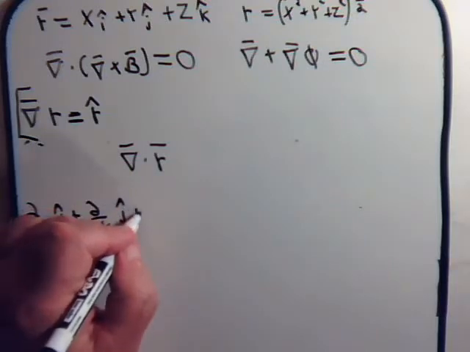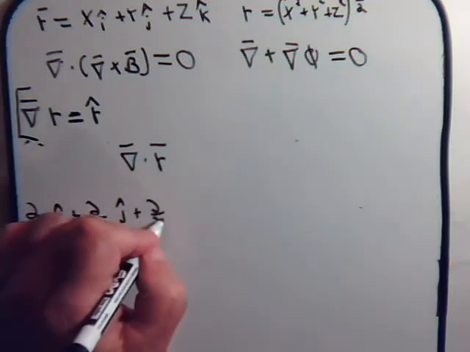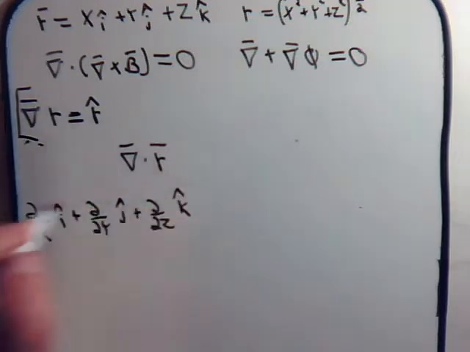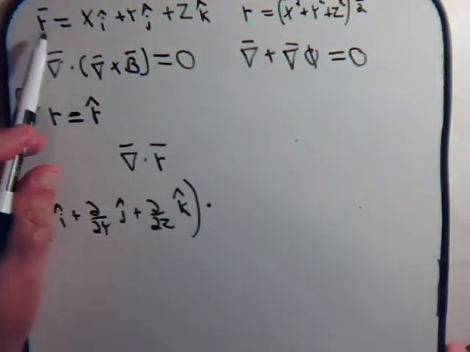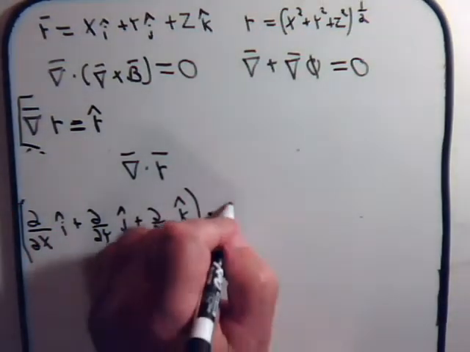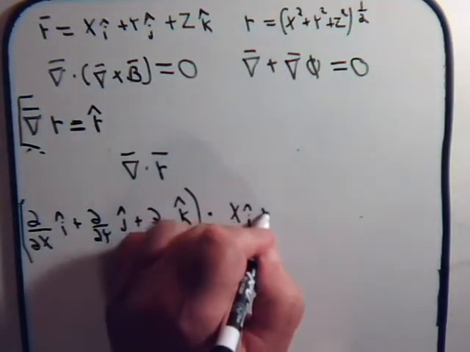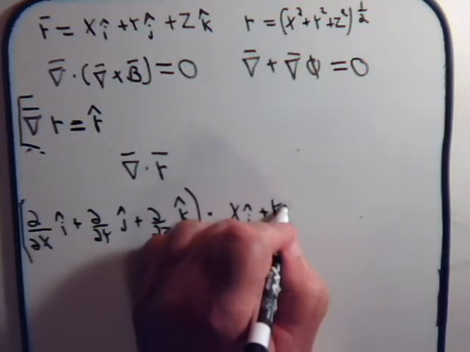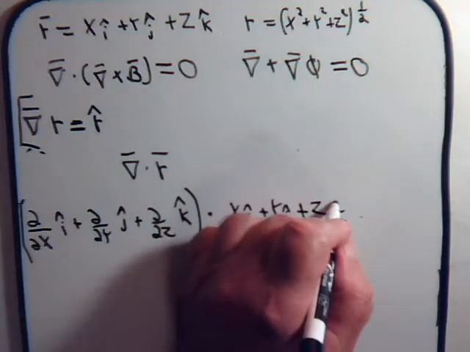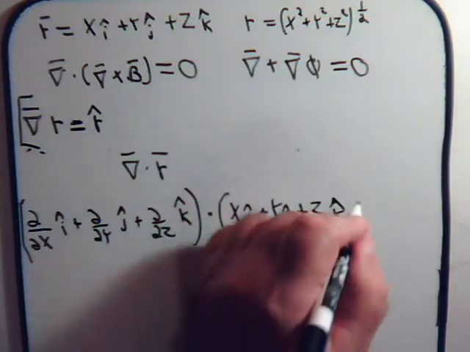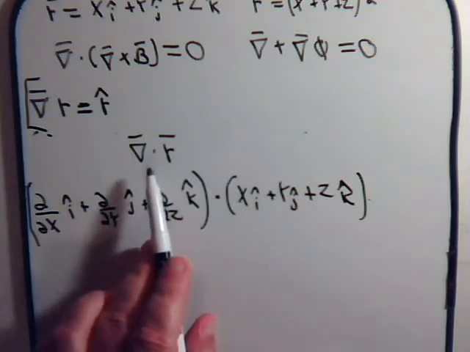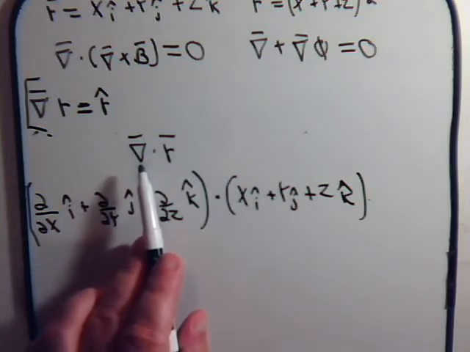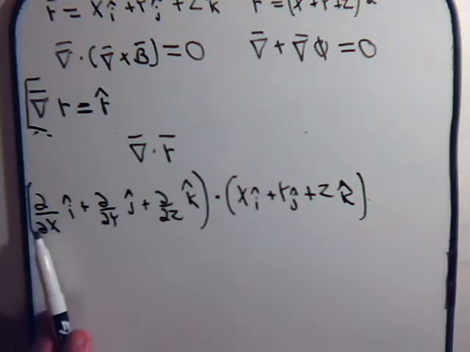Like this. And we're going to take the dot product of this with the position vector, xi plus yj plus zk. So we take the dot product of these, and again, when we're performing this operation of taking the dot product with the del operator, we're treating the del operator as an independent vector in its own right.